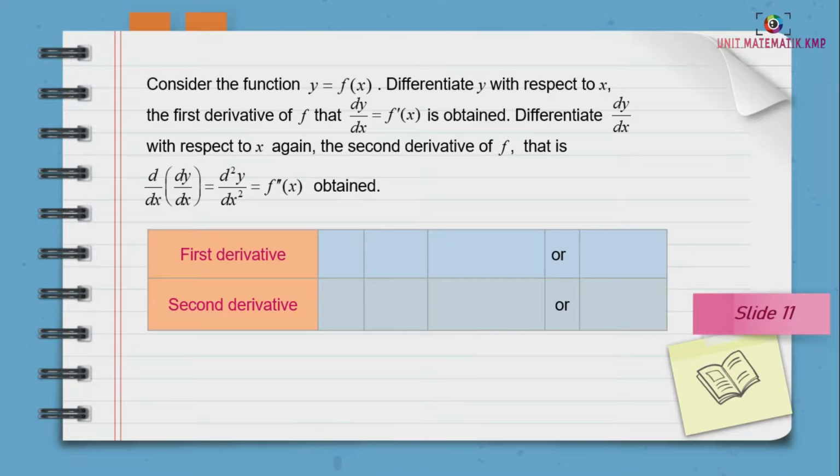Next, consider the function y equals f(x). Differentiate y with respect to x. The first derivative of f, that is dy/dx, is equal to f prime x. Then, differentiate dy/dx with respect to x again. The second derivative of y, that is, differentiate dy/dx with respect to x, and we can write d²y/dx², or f double prime x.